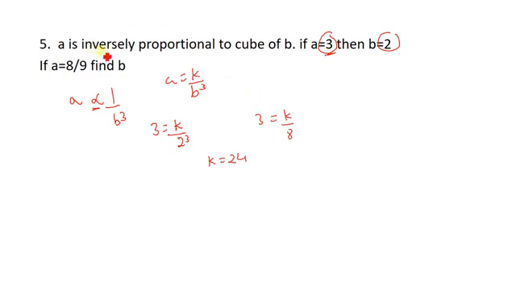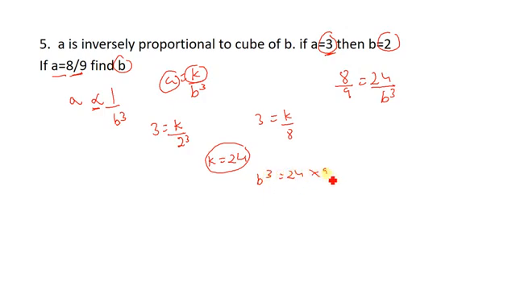Now what has been asked? If A is equal to 8 by 9, find B. Now I know here A is 8 by 9, right? I'll write here 8 by 9. And what is K? K I have got from here, that is 24. So K is equal to 24 and I have to find out B. So here it is B cube. Okay. So B cube is equal to 24 into 9 upon 8. So here it will be 8 3s are 24. So B cube is 3 into, and I can write 9 as 3 into 3.